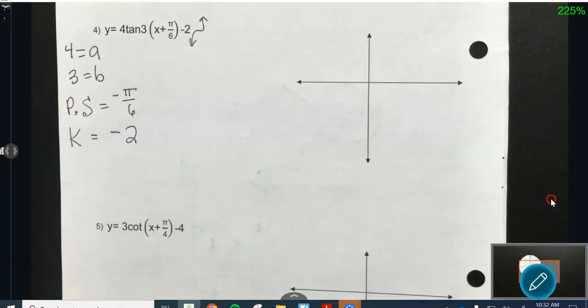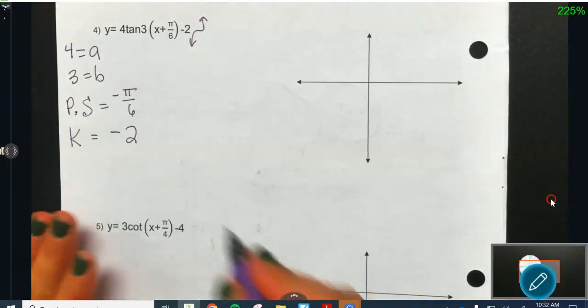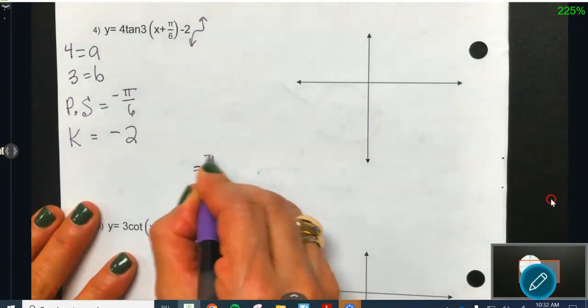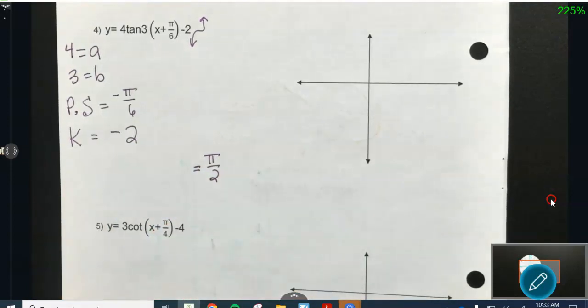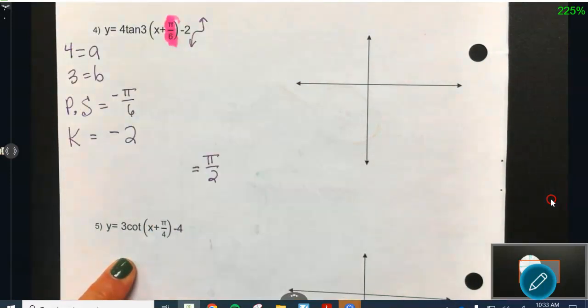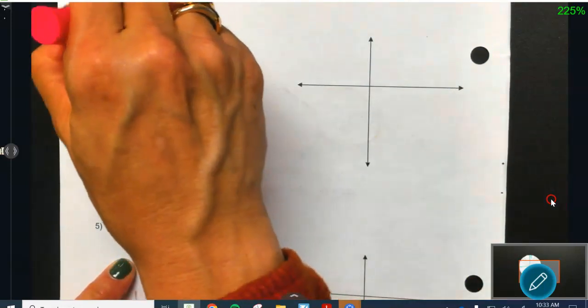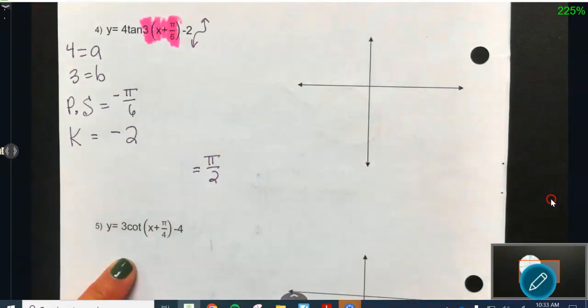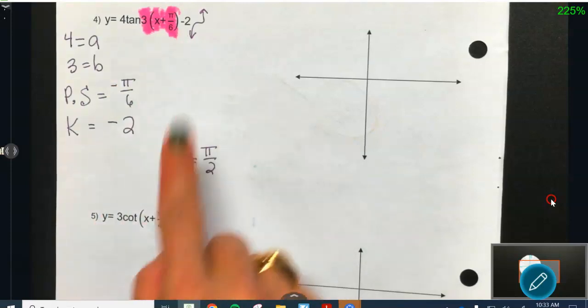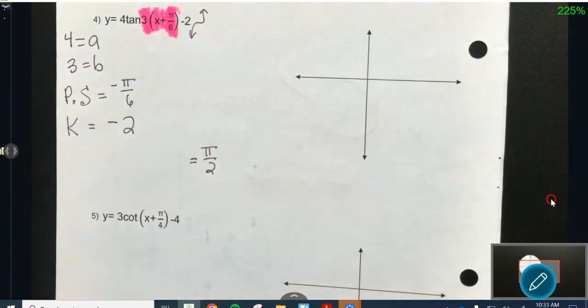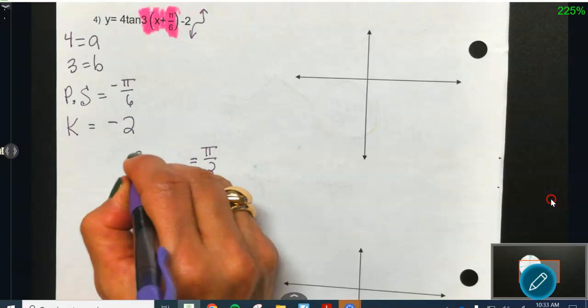All right, so remember your original tangent had an original asymptote of that. But y'all, this pi over 6 messed it up. This horizontal compression messed it up. So we have to figure out where the first asymptote is. So you're going to take all that and set it equal to the original asymptote.